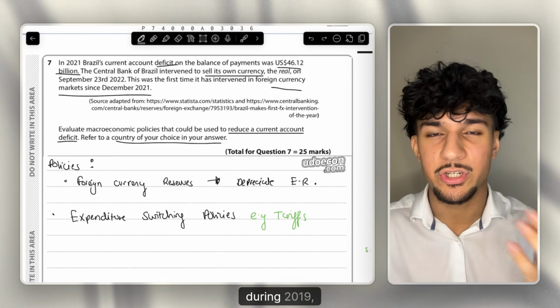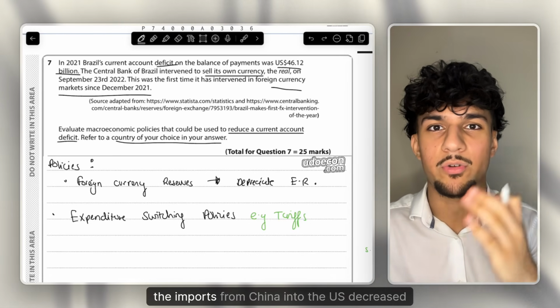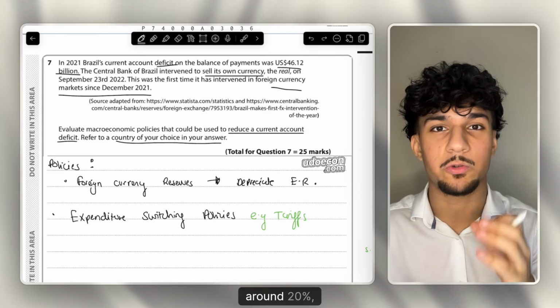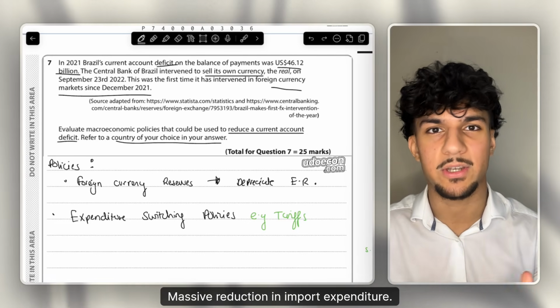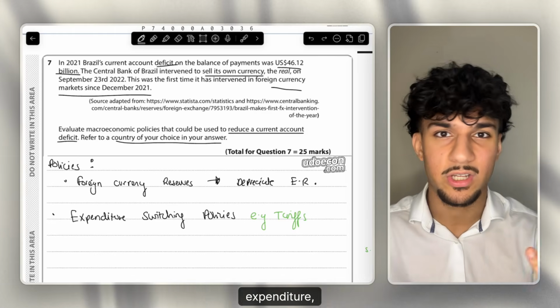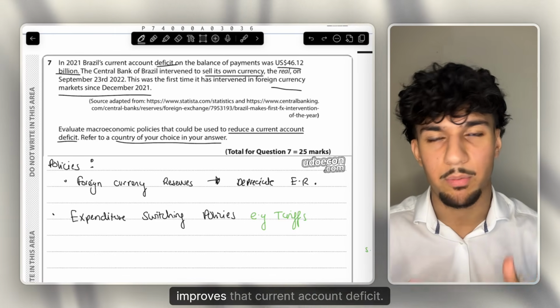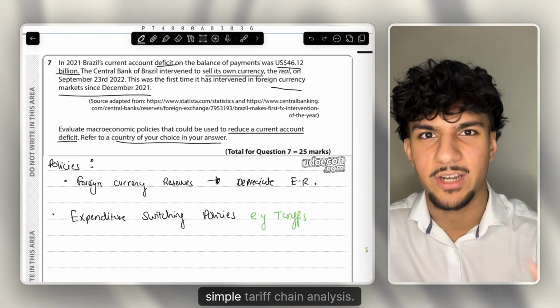For example, during 2019, the imports from China into the US decreased around 20%, which is of course very significant. What does that mean? A massive reduction in import expenditure, which of course improves the trade balance and thus improves the current account deficit. So, quick, simple tariff chain analysis.